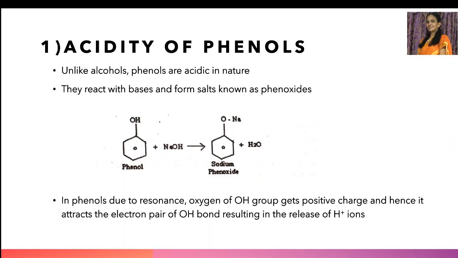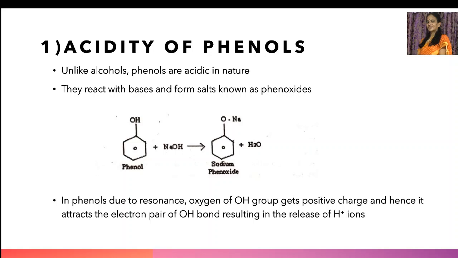Now in phenols, due to resonance, the oxygen of the OH group gets a positive charge, and hence it attracts the electron pair of the OH bond, resulting in the release of H plus ions. Why does this phenol act as an acid? That we can explain based on resonance. Then here what happens? The bond between this O and H, here what happens? Oxygen gets a positive charge. Oxygen being a more electronegative atom does not bear a positive charge.